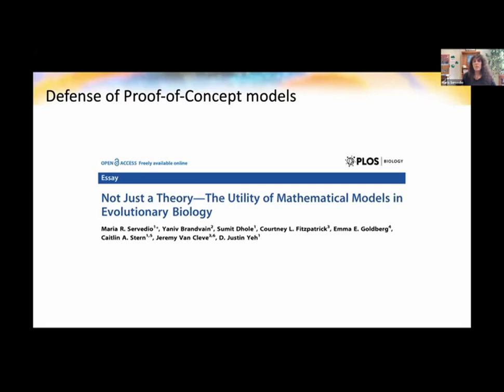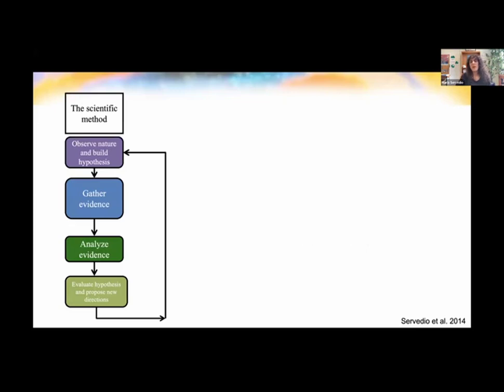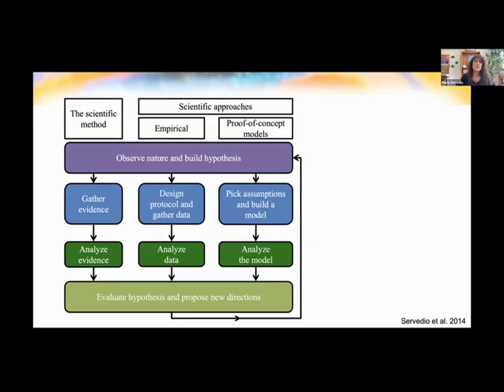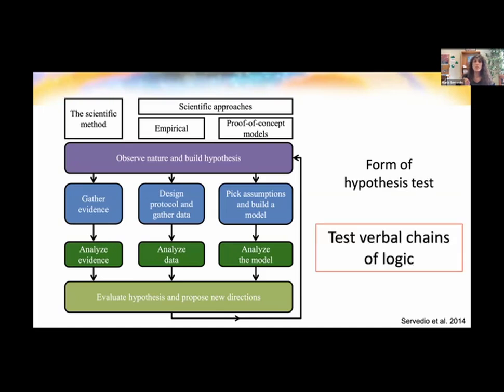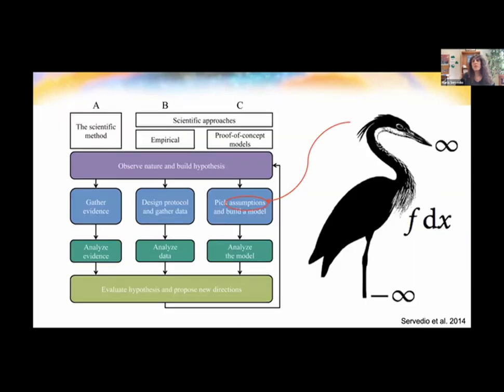And with a bunch of junior colleagues in 2014, we published this full-throated defense of proof of concept models. In part of this paper, we compared empirical and proof of concept approaches as ways of applying the scientific method. We pointed out that these proof of concept models in theory were really forms of a hypothesis test. What they were doing was using math to test links in verbal chains of logic, going from an initial hypothesis to conclusions.